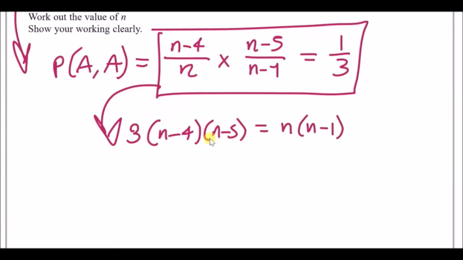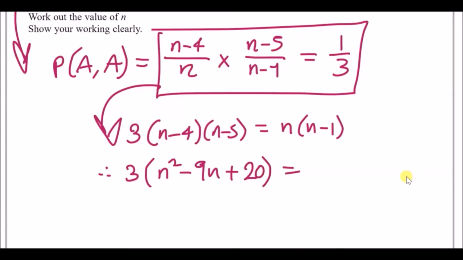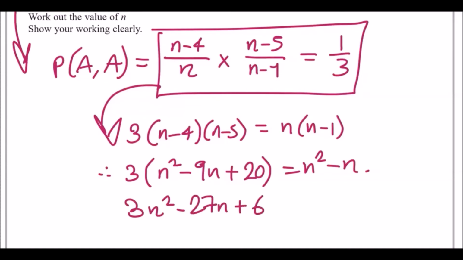And now all we're going to do is fully expand this lot. So on the left hand side, we're going to leave the 3 out. We're going to do n times n, which is n squared. So this is like a quadratic. n times minus 5 is minus 5n. Minus 4 times n is minus 4n. So combine them will be minus 9n. Minus 4 times minus 5 is plus 20. And on the right side, expanding the bracket, you're going to have n squared minus n. And of course, times them by 3, you can have 3n squared minus 9 times 3, 27n plus 60 equals the right hand side.